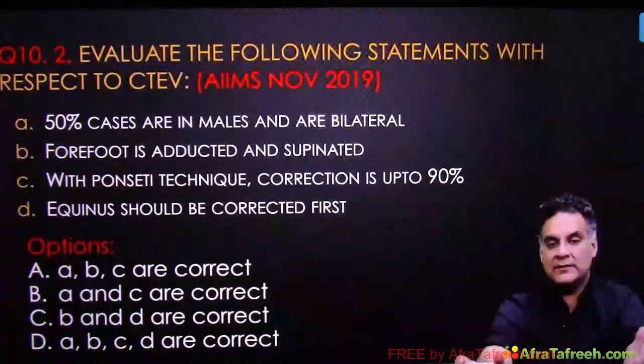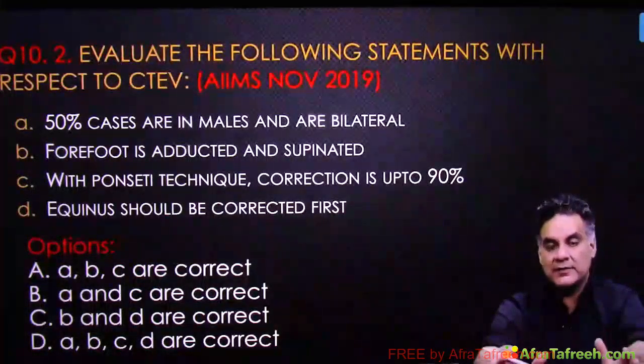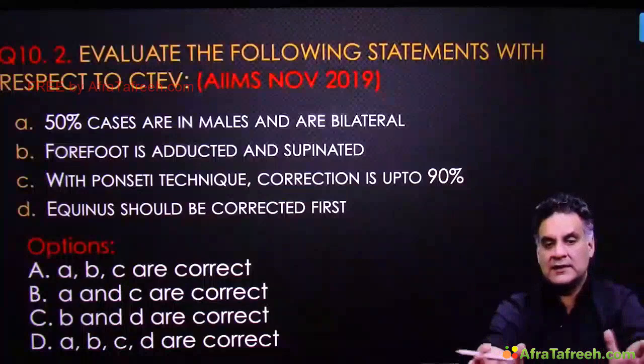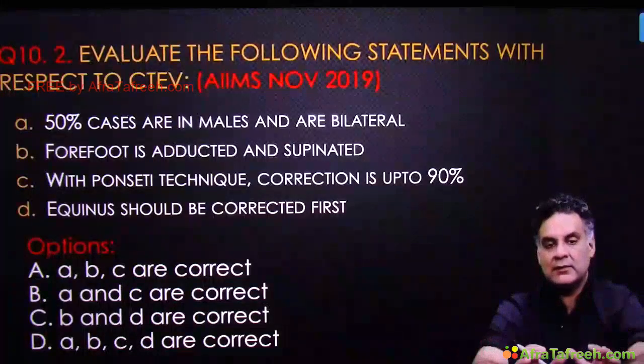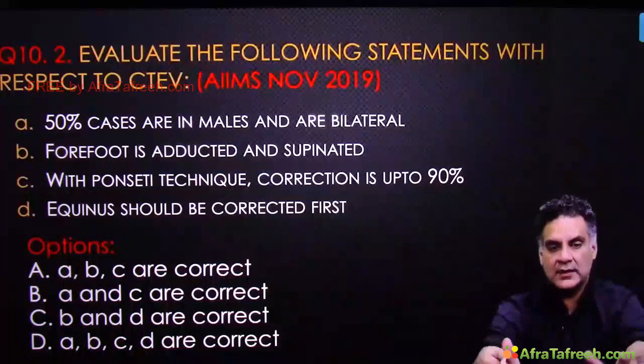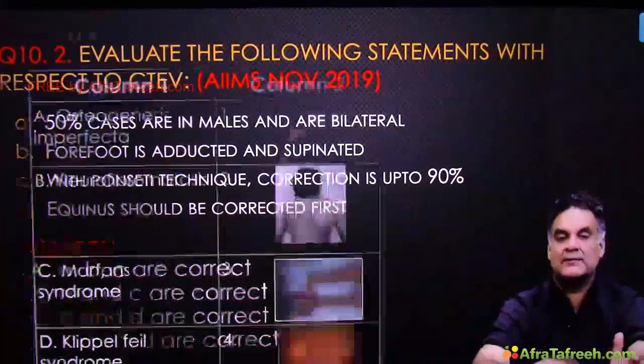Evaluate the following statement with respect to CTV. 50% cases are in males and bilateral. Forefoot is adducted and supinated. With Ponseti technique, correction up to 90%. Equinus should be corrected first. So D is not correct. So the answer is A, B and C are correct.